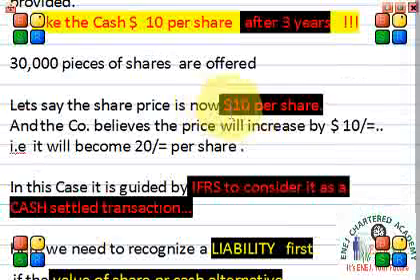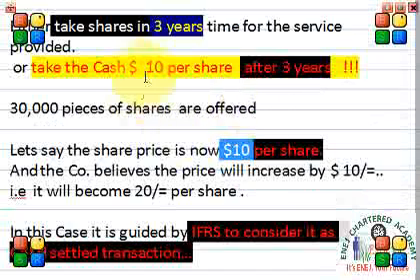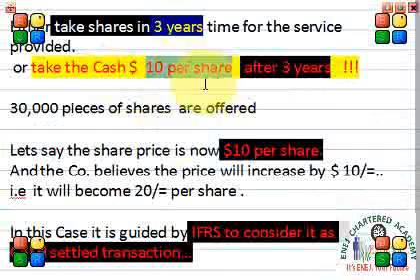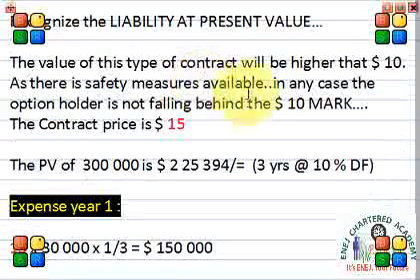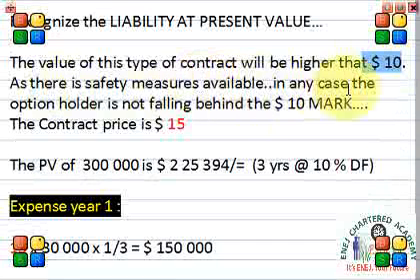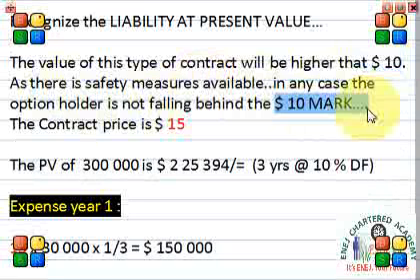So this is a contract, and the value of the contract will be higher than 10. 10 is the share price at present, and 10 is the minimum price at which they can buy shares after 3 years. That is, they can buy shares at a cheaper rate. So the value of this contract must be higher than 10, as there is a safety measure available. In any case, the option holder is not falling behind the $10 mark. If the share price increases, take the share and sell it out and make a better benefit. If the share price decreases, you always have an option to buy the shares at 10.